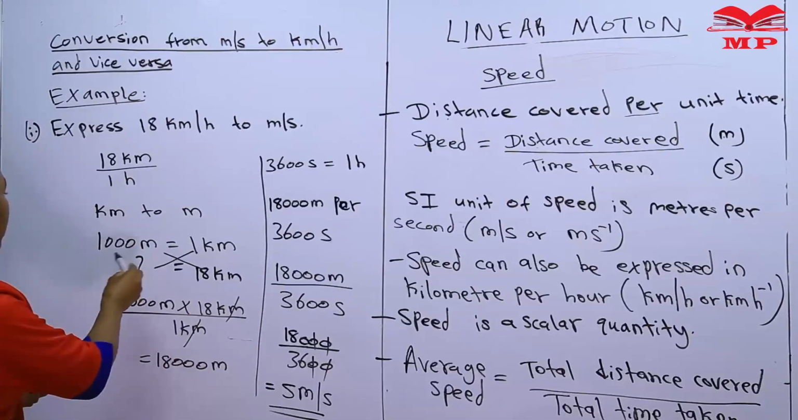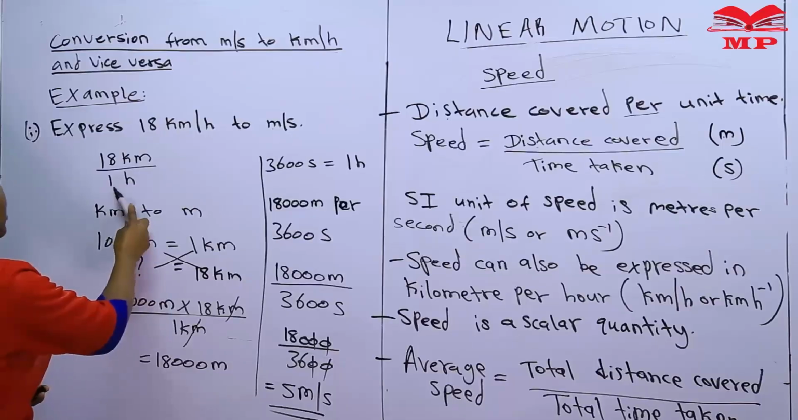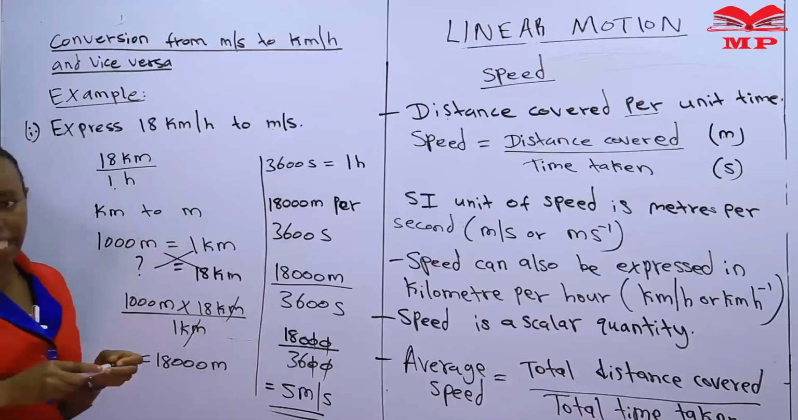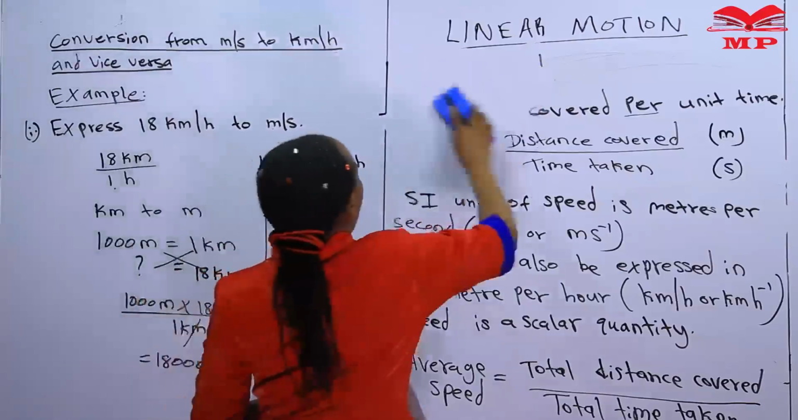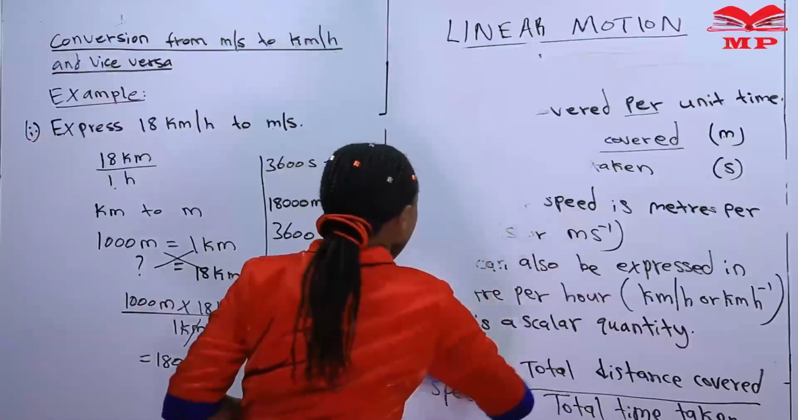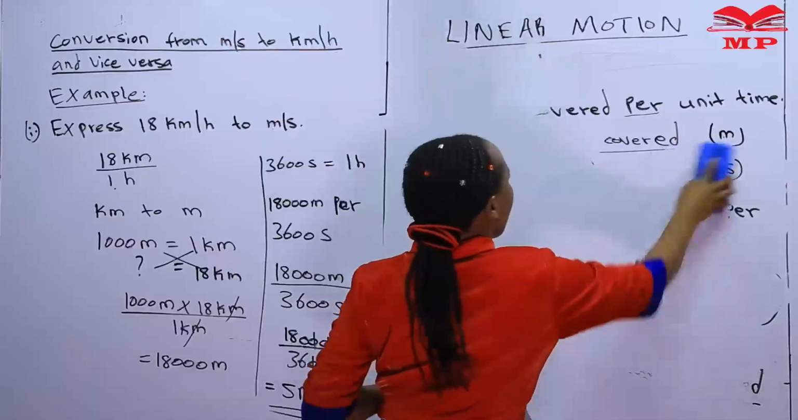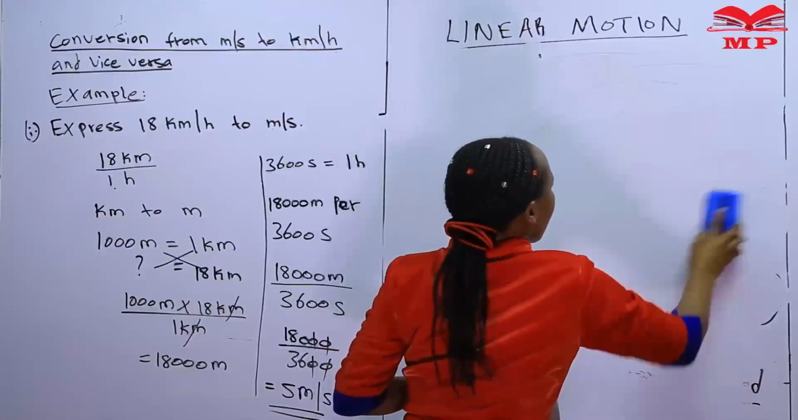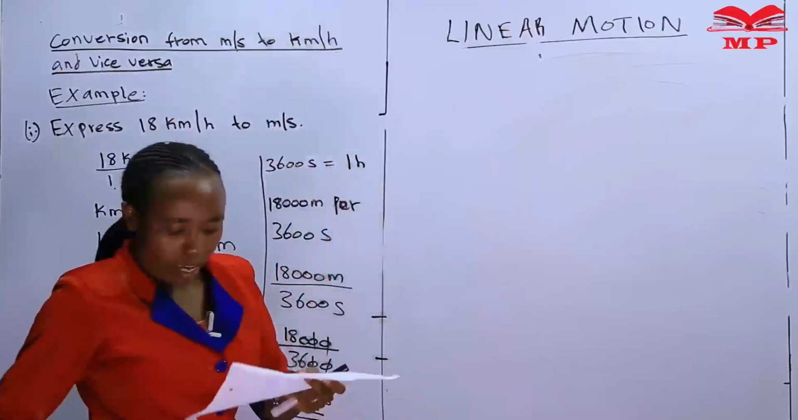So these are the steps. You need to convert the 18 kilometers to meters. Then you convert the hour to seconds. Then I want to do another example where we are now converting the meters per second into kilometers per hour. From meters per second to kilometers per hour.